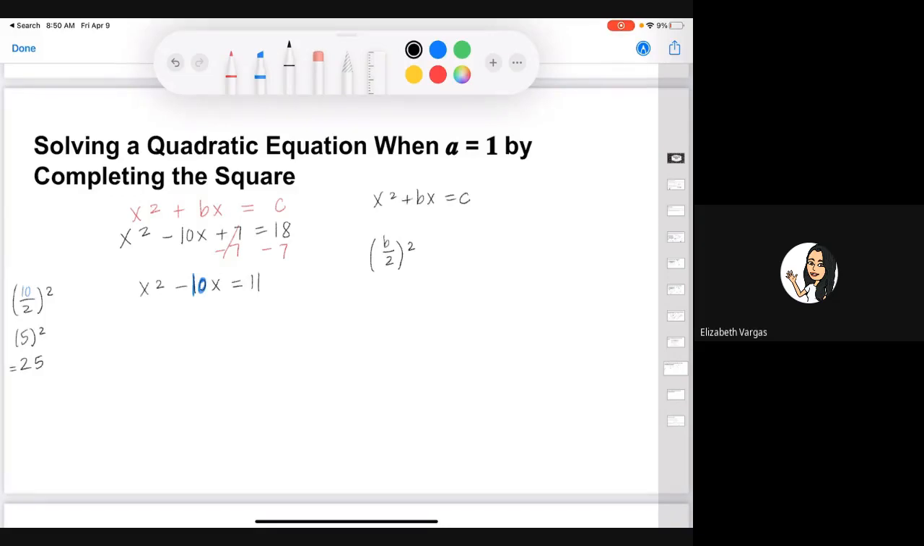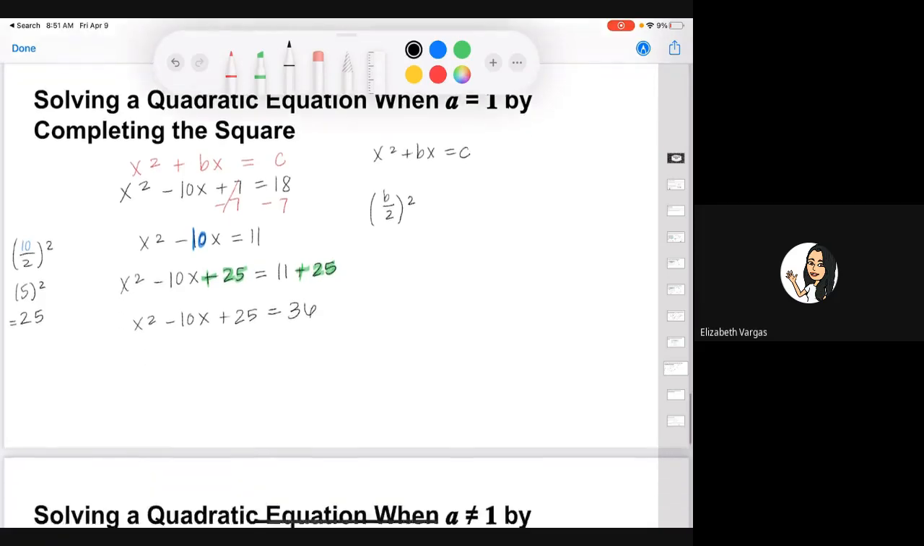Okay? So now that I know that 25 would help me complete my square, I'm going to take that 25 and add it to this equation. I can't just add it to one side. I have to add it to both sides. So I'm adding my completed square to both sides. Then I'll just simplify. So x squared minus 10x plus 25 equals 36. So this is where I'm at.